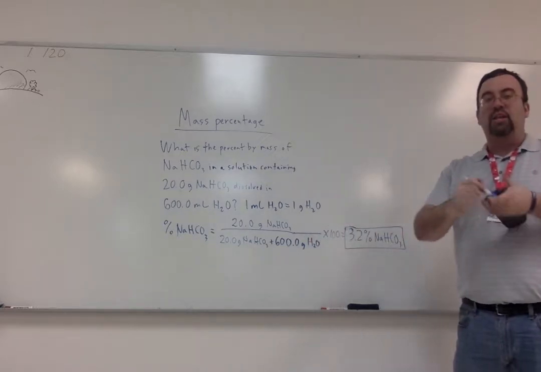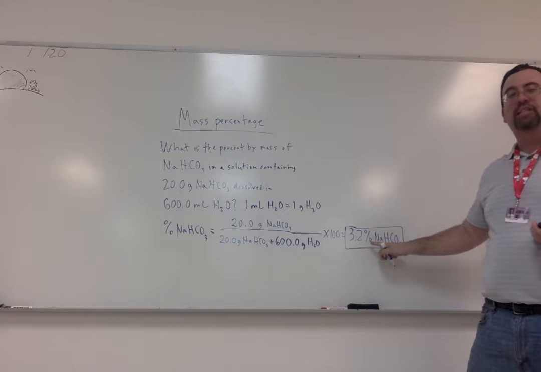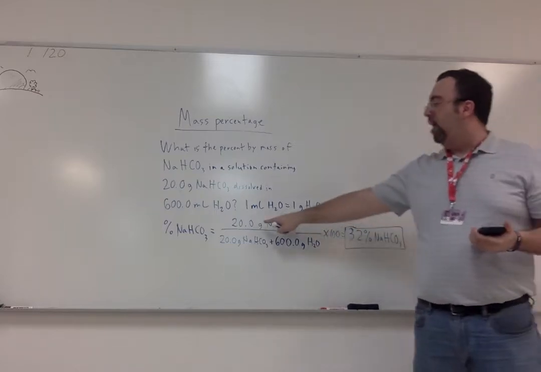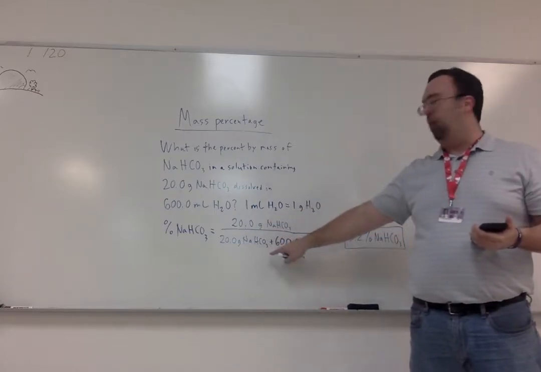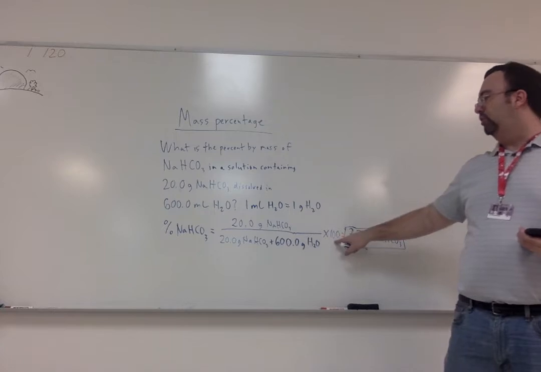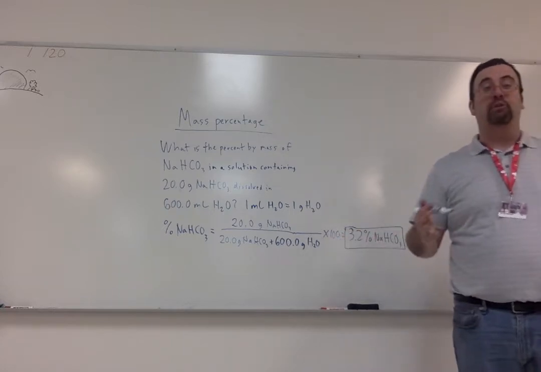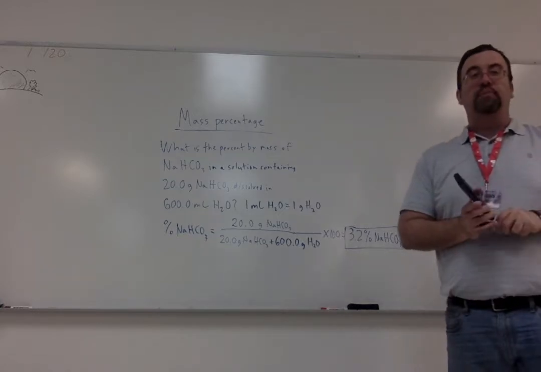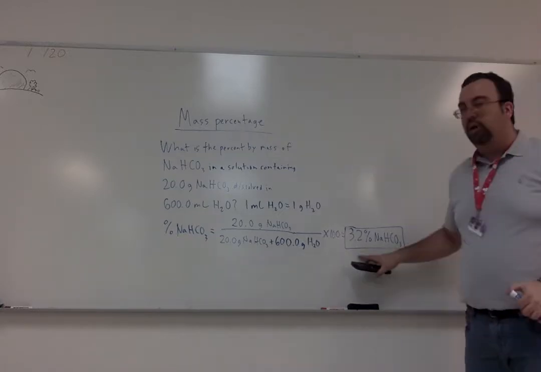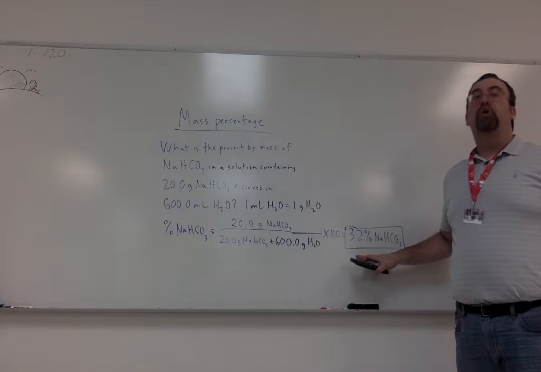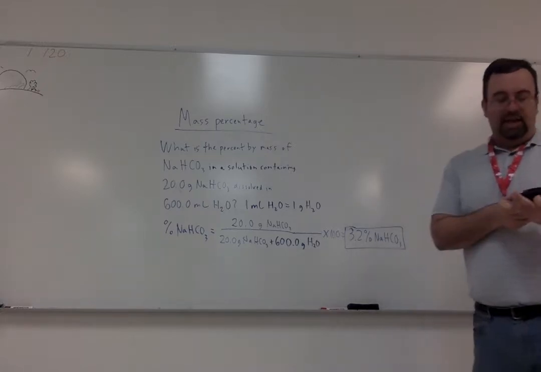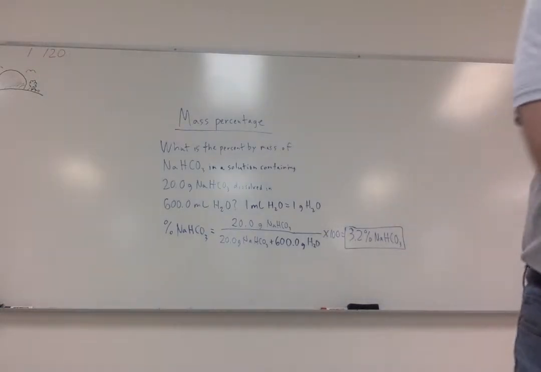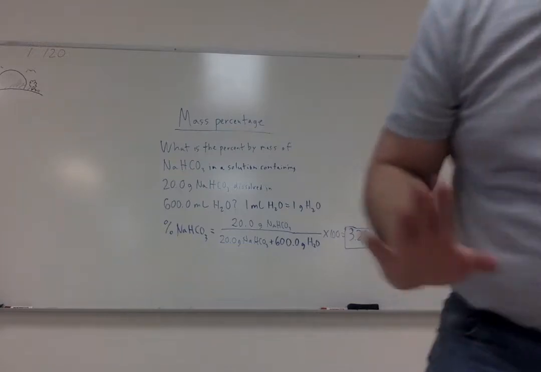Notice that the answer is being expressed as a percentage. The grams on top would cancel with the grams on bottom, and so because we're multiplying by 100, we know that this is a percentage. So the percentage of this sodium bicarbonate solution in water works out to be 3.2%. All right, let's now look at another example of how to calculate concentration.